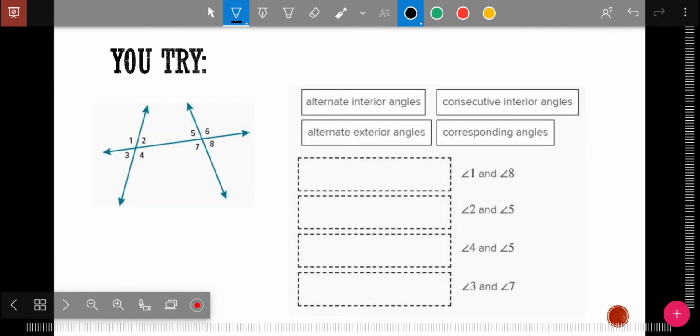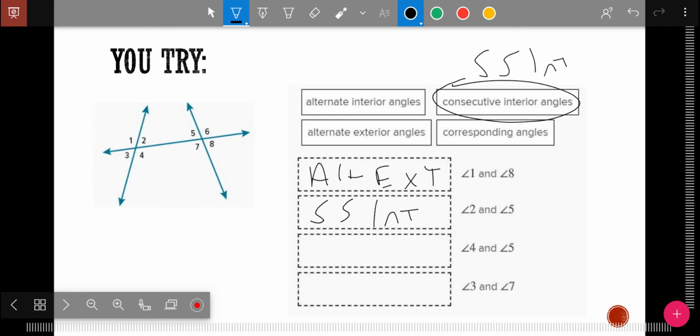Right. So you try. Take a second, pause the film, and you try. All right, for 1 and 8, hopefully you got alternate exterior. For 2 and 5, hopefully you got same side interior or consecutive. Remember, I call that same side interior. Right. 4 and 5, alternate interior. 3 and 7, corresponding.